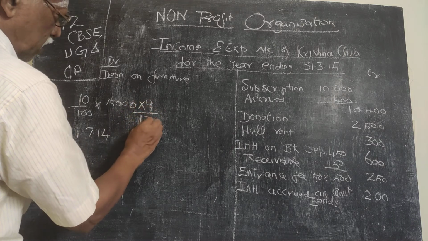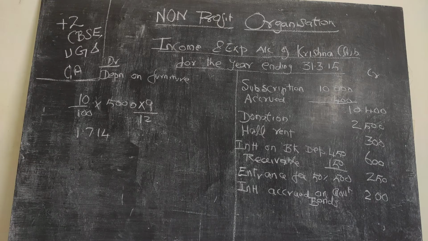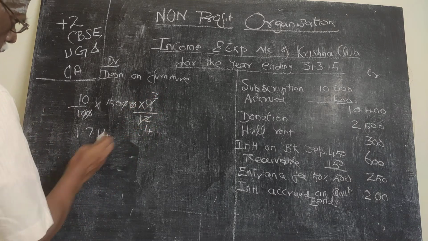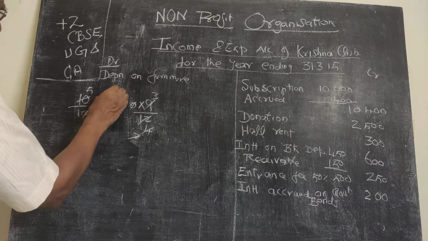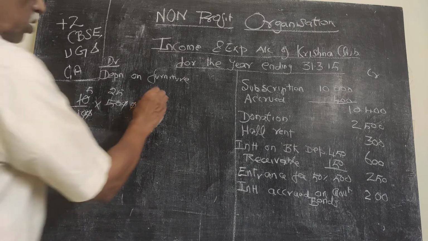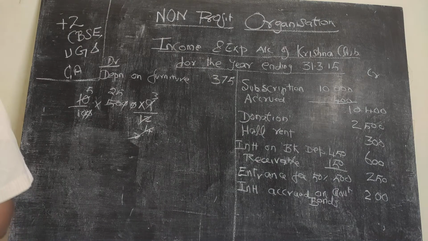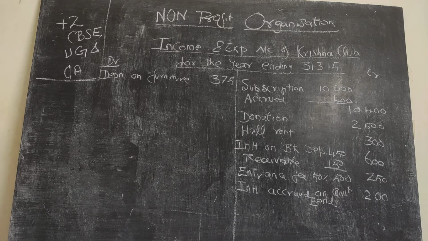Here also the students commit a mistake. They just take it for 6 months. So take into account how many months elapsed after purchasing the furniture. Now this gets cancelled, this is 3/4. So this will be 5 times 2 times, and then this is 25. 25 into 5, 125 into 3, 375. Generally the students make a mistake and do it for 6 months, that is 250. Even then the balance sheet will tally, but you will not be given full marks.